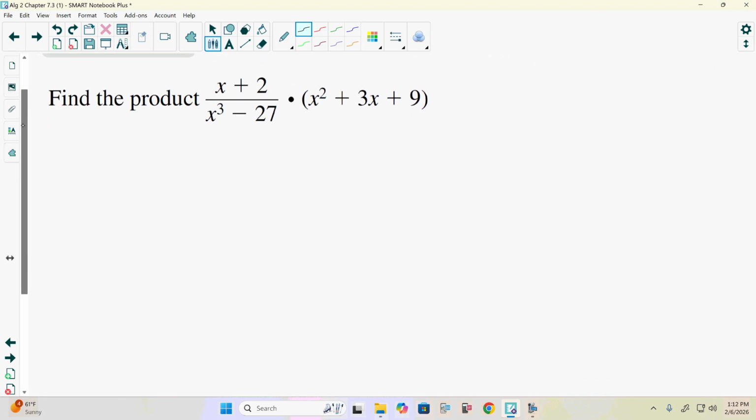I don't think we have to do too many of these because we do have two fractions being multiplied together. What's the denominator of this second part? 1. X plus 2 is as simplified as it gets.